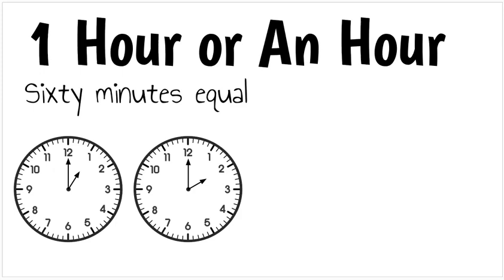Next, we have 1 hour or an hour. 60 minutes equals an hour or 1 hour. And here we see the hour hand is at 1, and here we see the hour hand is at 2. That's because the minute hand has moved all the way around, and it took the hour hand with it to the next hour. So 60 minutes equal 1 hour or an hour.